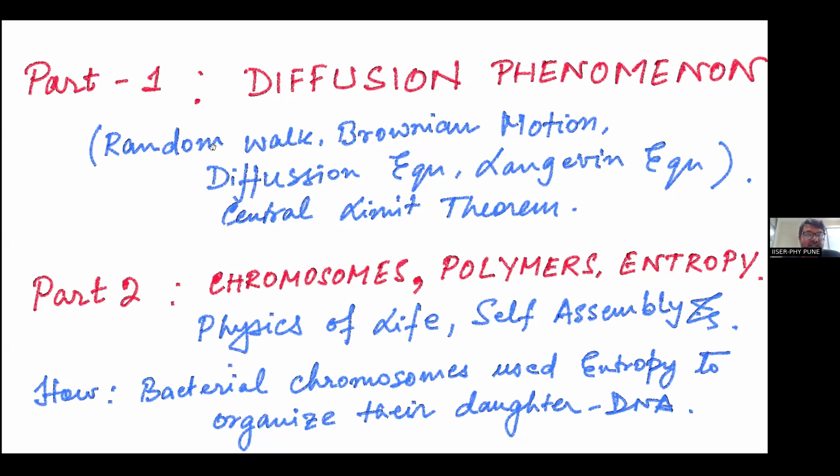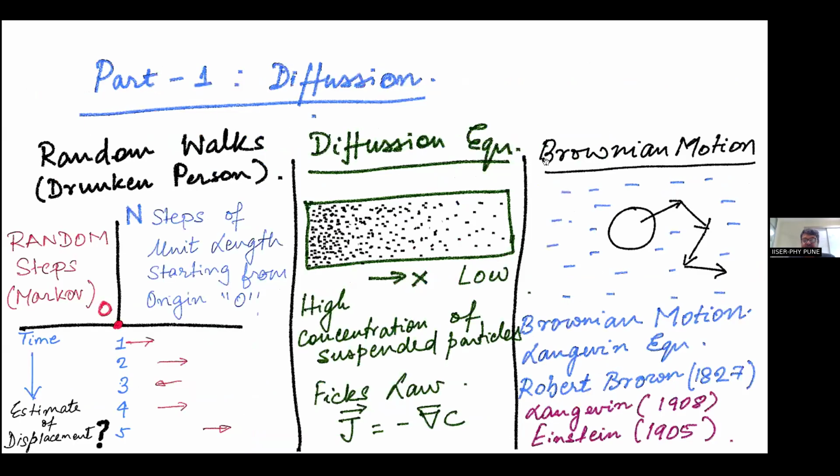And in that, I shall give the introduction, the background physics, and in particular, I'll be discussing random walk, Brownian motion, diffusion equation, Langevin equation, central limit theorem, and so on and so forth, and tell you how all these are connected. So basically, let's start. When we are discussing diffusion, I have intentionally put different topics which seem to be very different.